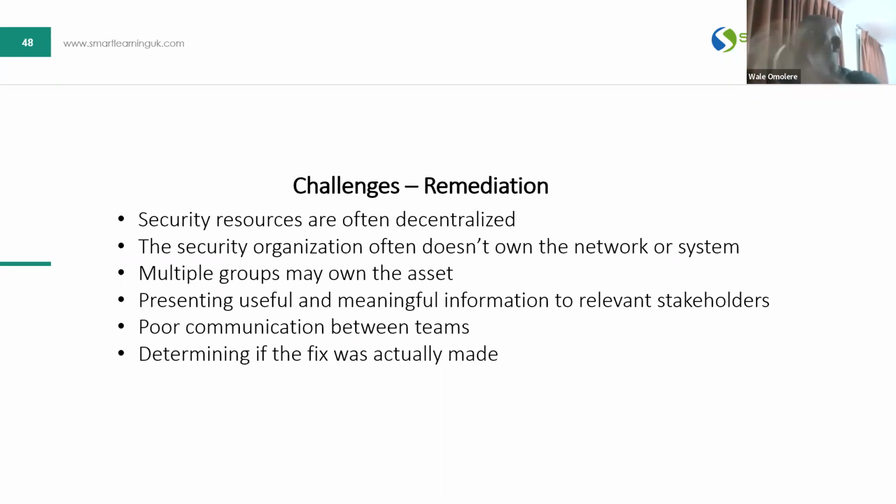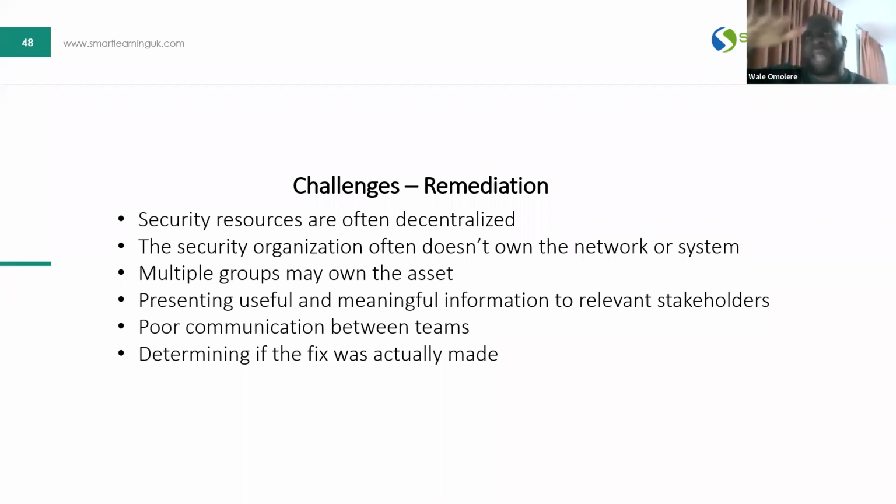What am I talking about? I'm talking about multiple groups owning an asset. Let me take you back. Think about Amazon, www.amazon.co.uk. That is a URL, what we call a link. That link is what you browse when you want to go to Amazon and shop. That link is a web application, and that web application is an asset. But that asset is living on a web server. A web server could be a physical server or a virtual machine.